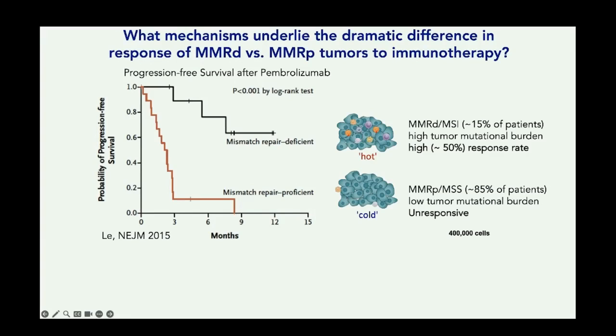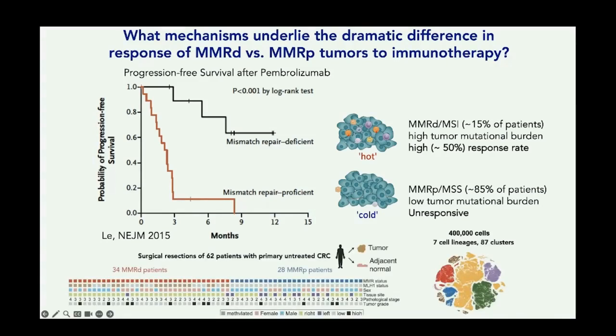On the other hand, mismatch repair proficient tumors of the same type, in this case colon cancer, what we'll be talking about, there's no response. In fact, almost 0% response rate to tumor immunotherapy, anti-PD-1 therapy. So we wanted to understand really the difference in the immune response between these two conditions.